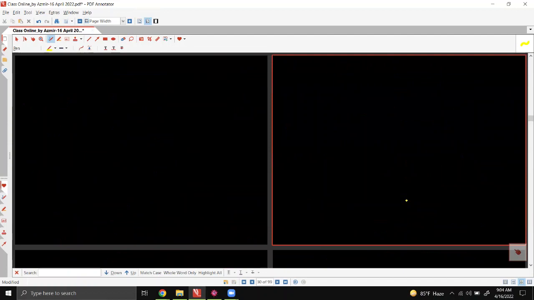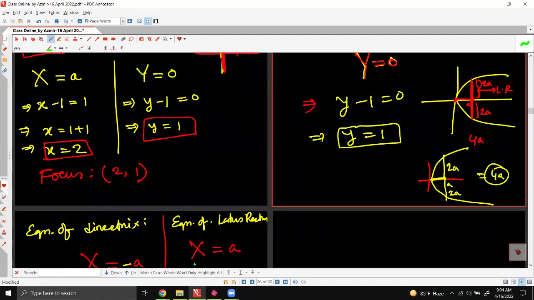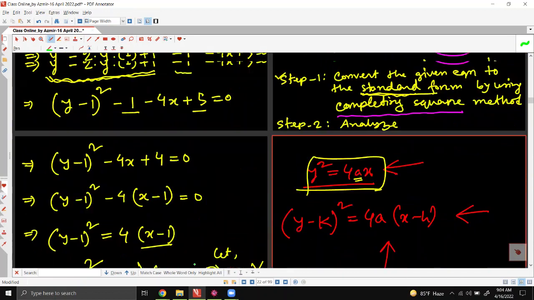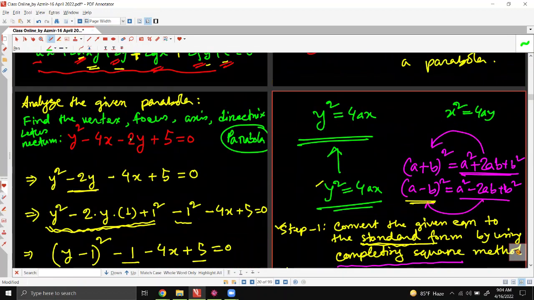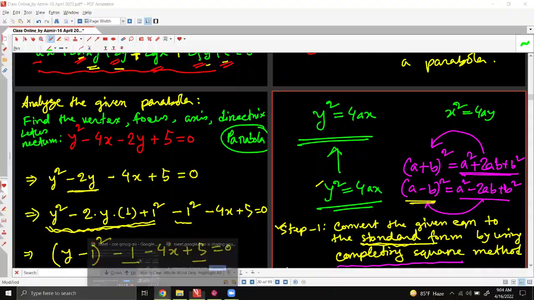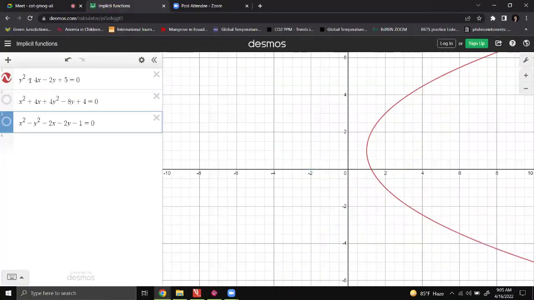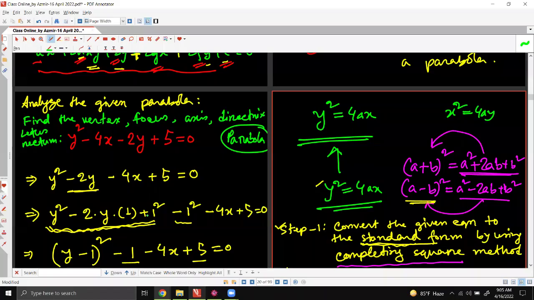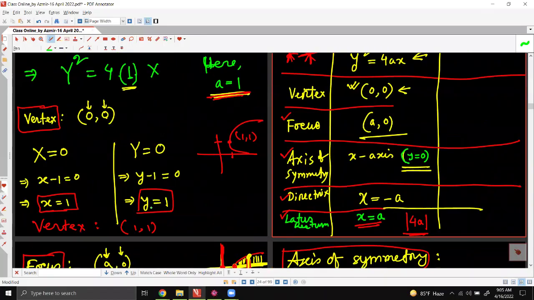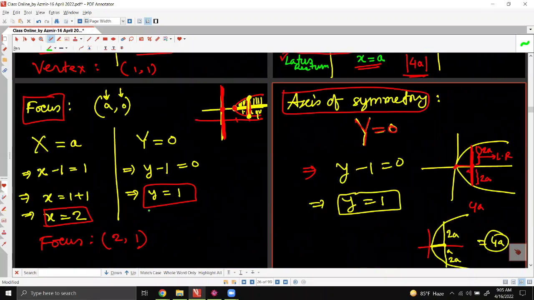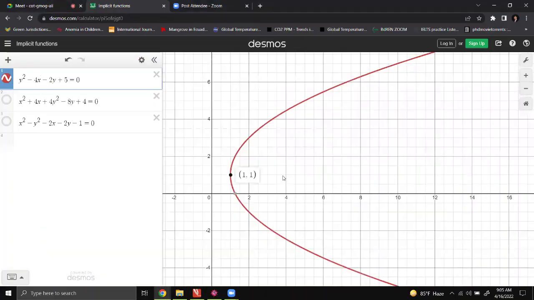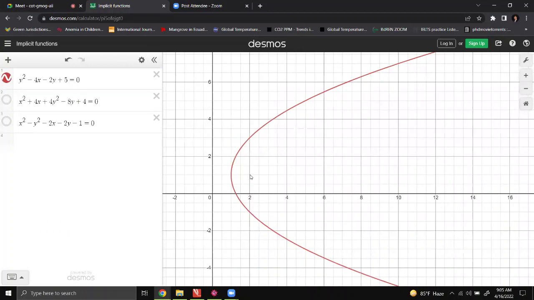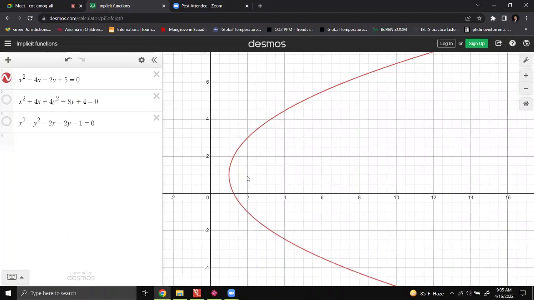Equation of ellipse. Okay, at first we can have a look at the graph of y squared minus 4x minus 2y plus 5 equals 0. I have already drawn the graph here. So this is the vertex. This is at the point (1, 1). We have also found that the vertex is at (1, 1). Now focus will be at the point (2, 1). You can see this point is the focus.